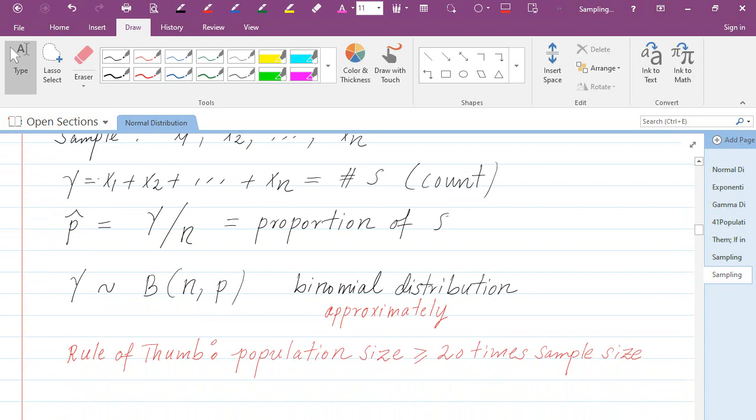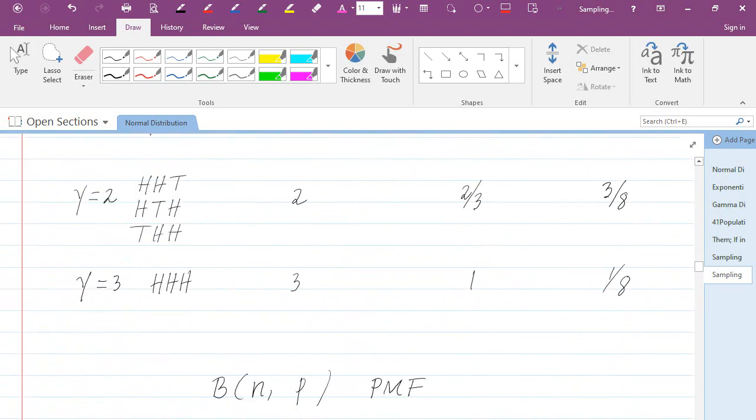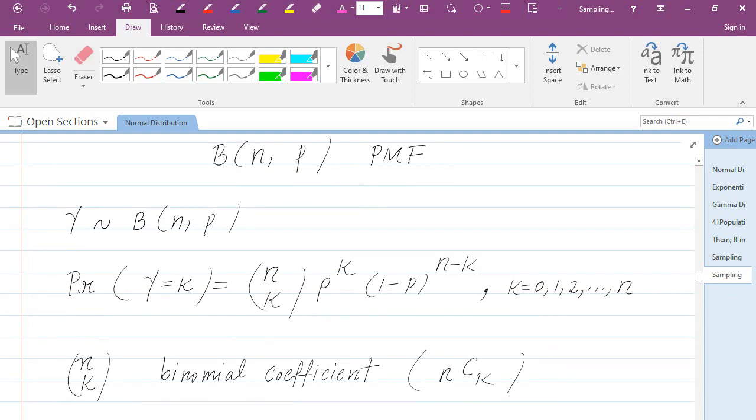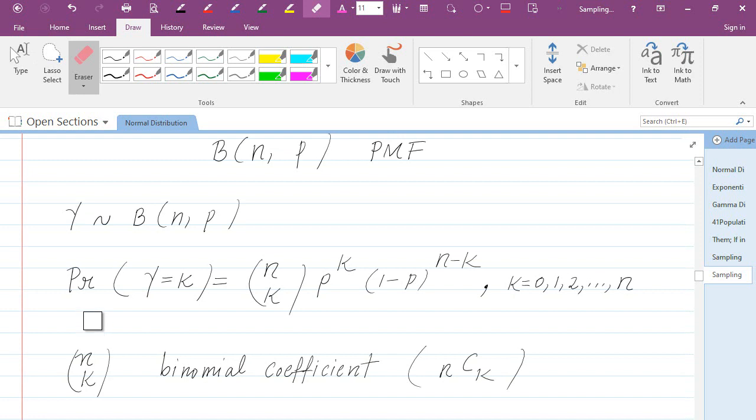Okay, so the question now is, what is this binomial distribution that I mentioned a couple of times? Well, again, we'll look at the probability mass function associated with this distribution. So if Y has a binomial distribution with parameters n and p, now here Y is a discrete random variable, so it has a probability mass function. That is, what's the probability that Y is equal to k?